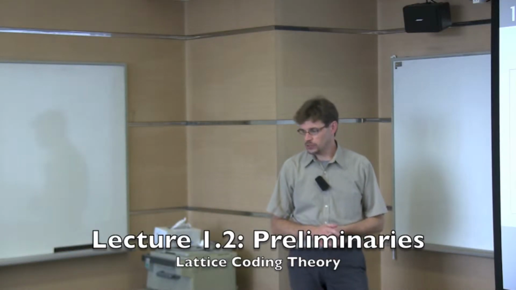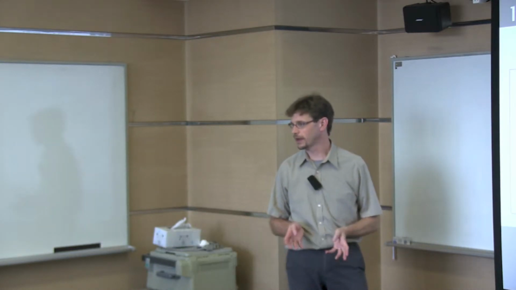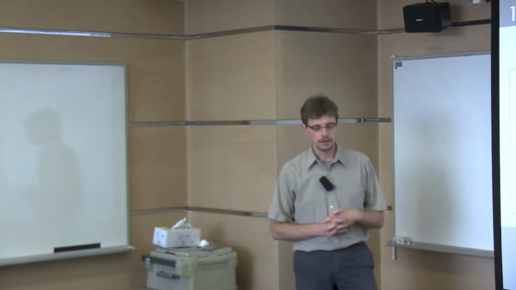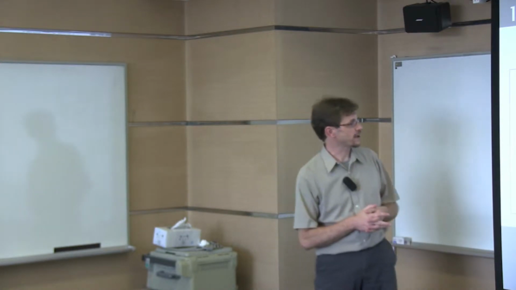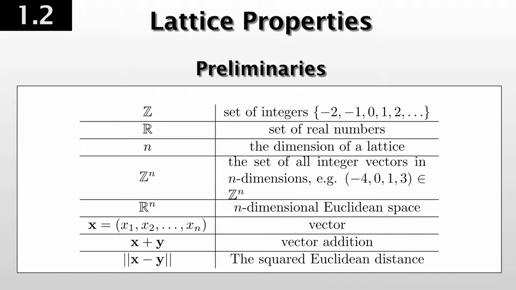So the next section is 1.2, properties of lattices. I want to start with some preliminaries. I already mentioned these a little bit, but I'd like to make sure that it's clear. So we define the following things. Z is the set of integers, so that would be ..., -2, -1, 0, etc. N is the dimension of a lattice, so that Z^n will be the set of all integer vectors in n dimensions. R^n is the Euclidean n-dimensional space. We're often drawing pictures in R^2.